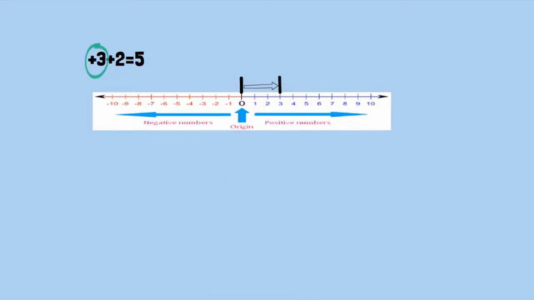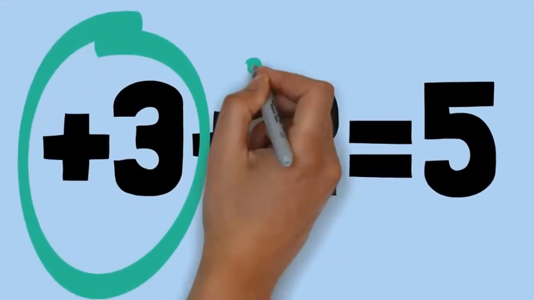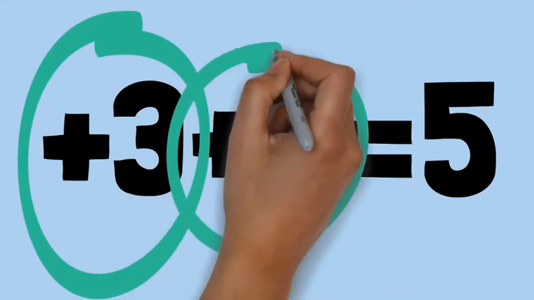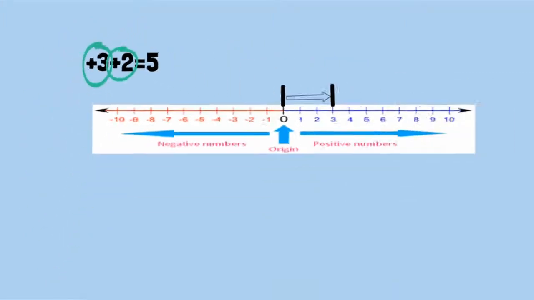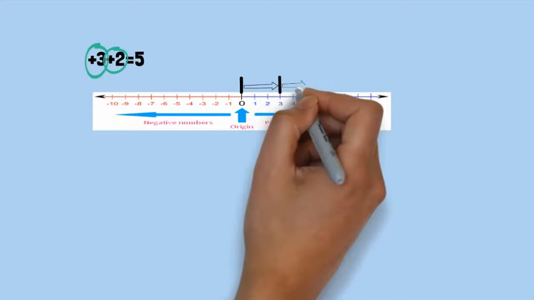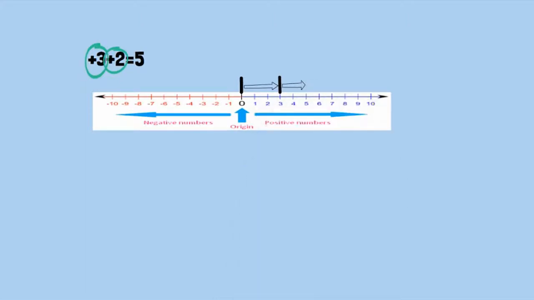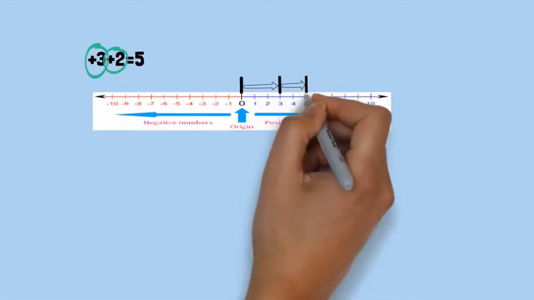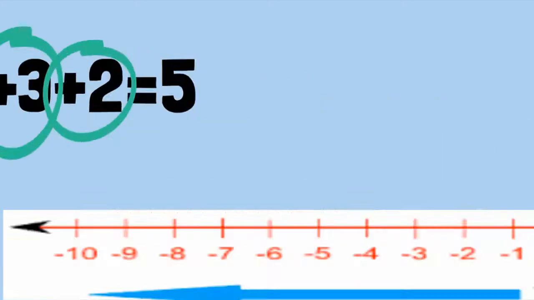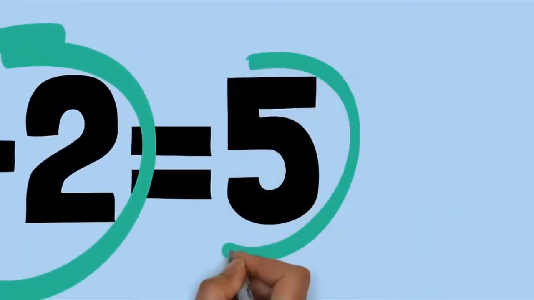The first one is 3, which has a positive sign, so we move in the direction of positive integers by 3 units. And look to the second integer we want to represent, it is positive 2, so we move in the same direction of positive integers by 2 units until we finish at 5. As we know, 3 plus 2 equals 5.